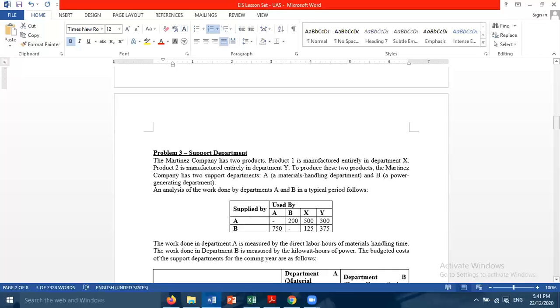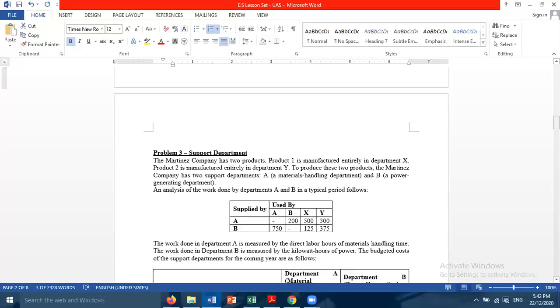However, if we need to allocate costs from multiple support departments, we will have three different methods, at least in the book. The first one is the direct method. Direct method means that we directly allocate costs from the support departments to operating departments only. So in the direct method, we do not allocate costs from one supporting department to another supporting department, but we just allocate the costs incurred for the supporting department to the operating departments only.